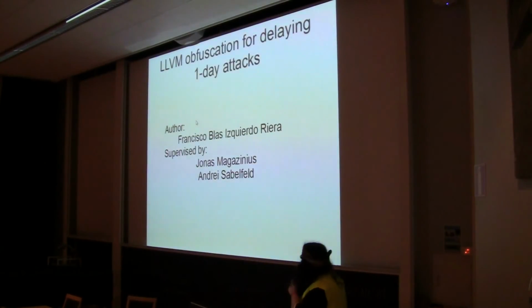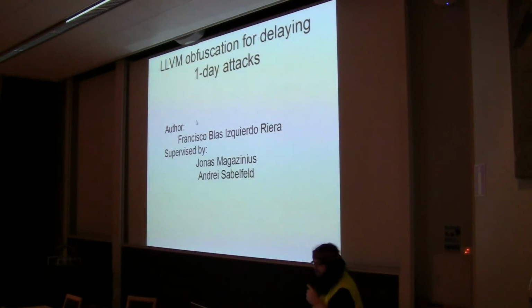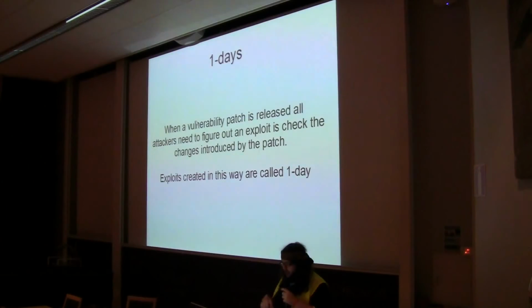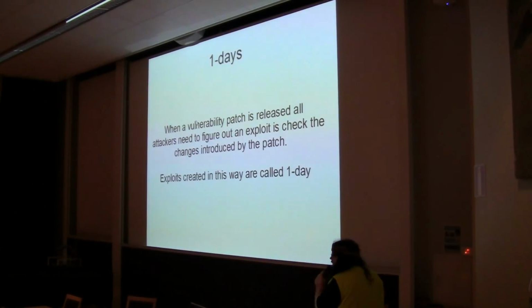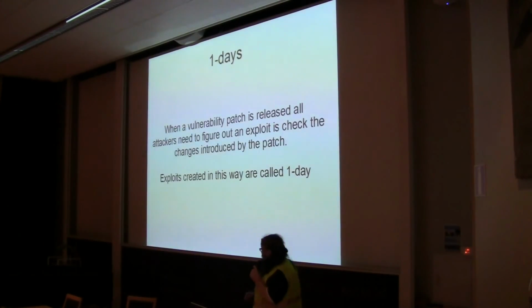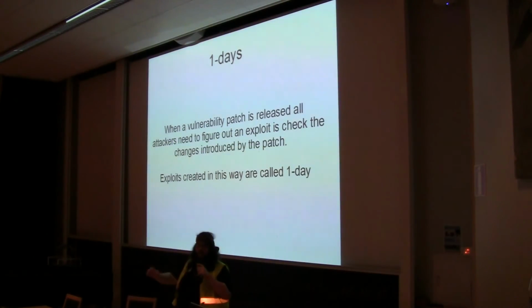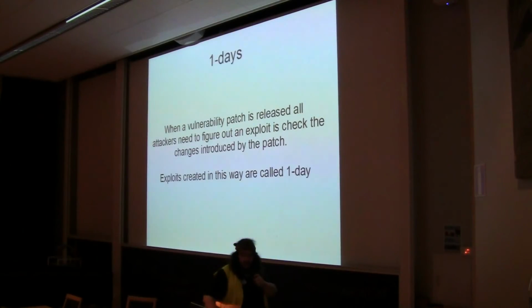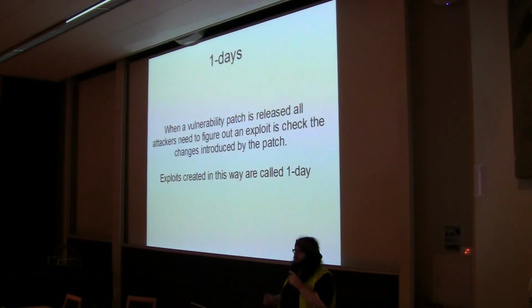So, this is basically a fast presentation on my master's thesis, which is being supervised by Jonas and Andre. And what's a one-day? Well, a one-day is simple. There is this guy called Microsoft that releases a new patch to fix this vulnerability that Blaster has been using during the last year. And then somebody reads the code that has been fixed, sees what the problem is, and then we have success. That's basically a one-day.